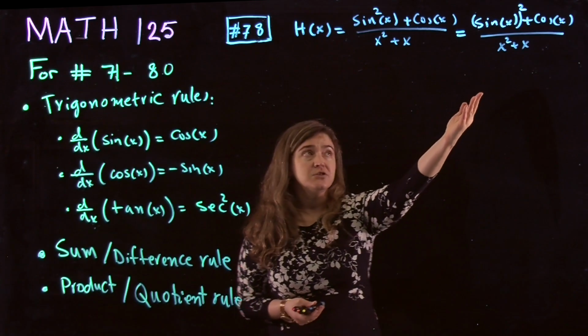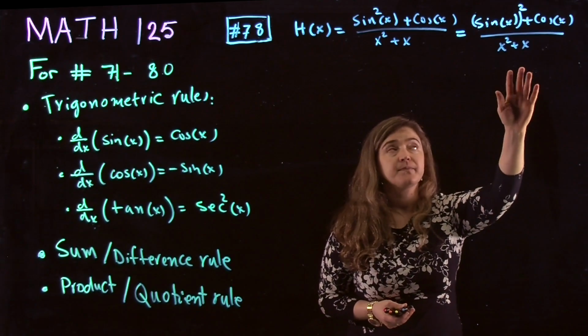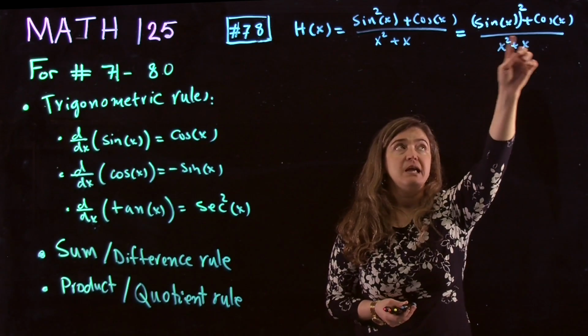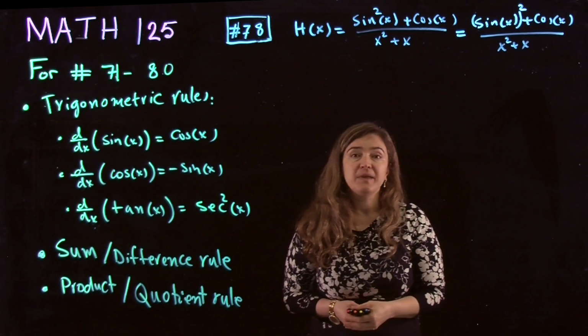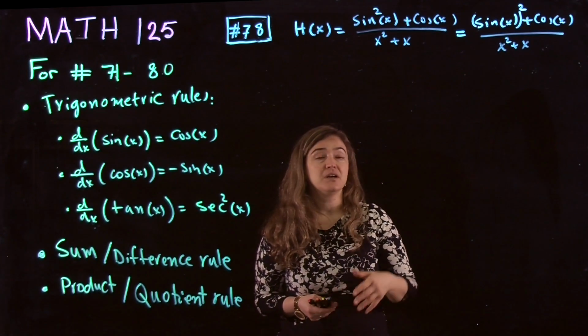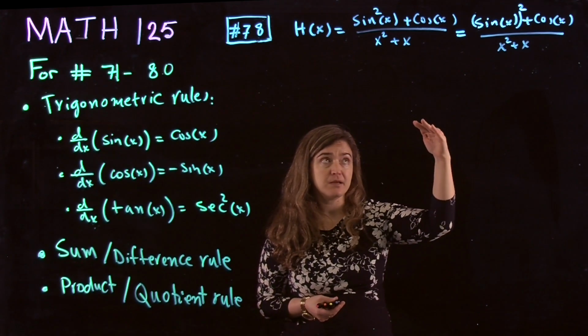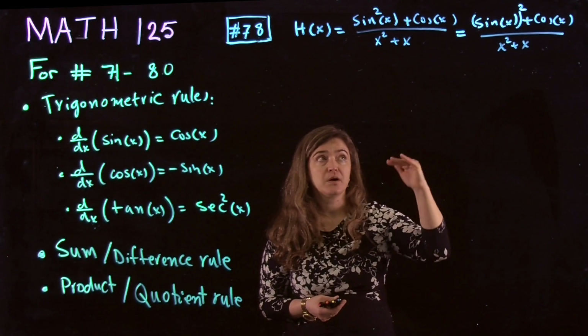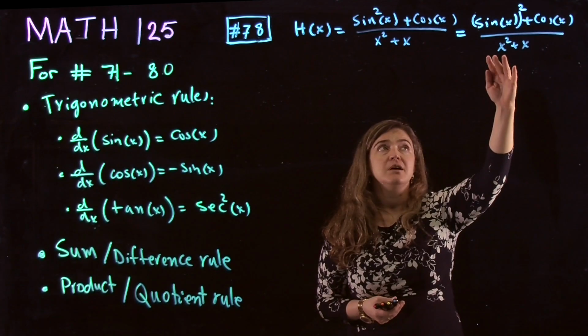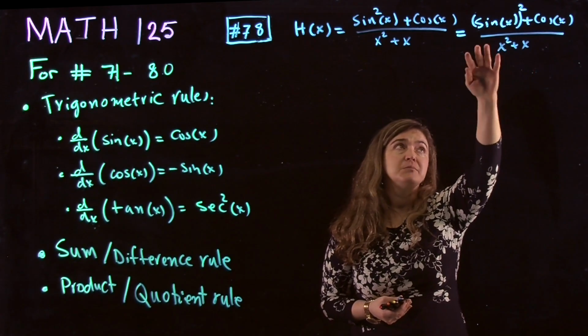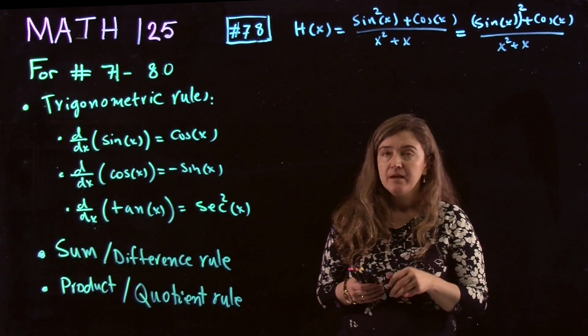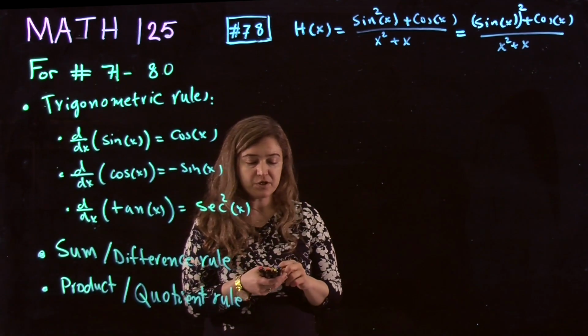Now, taking derivative of this entire thing, what I see first is that fraction line, it's going to be a quotient rule, because the two parts of the function are connected by a fraction line. So let's write out the quotient rule.